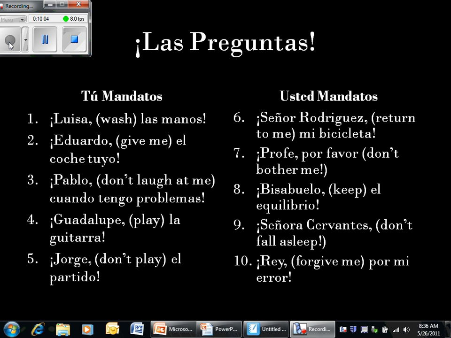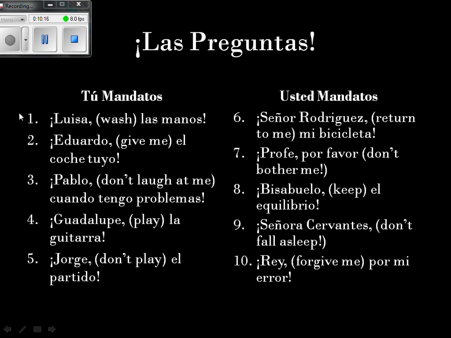Now we move on to the sorpresa. For the tú mandatos, the first question is Luisa, wash las manos. The second is Eduardo, give me el coche tuyo. The third is Pablo, don't laugh at me cuando tengo problemas.